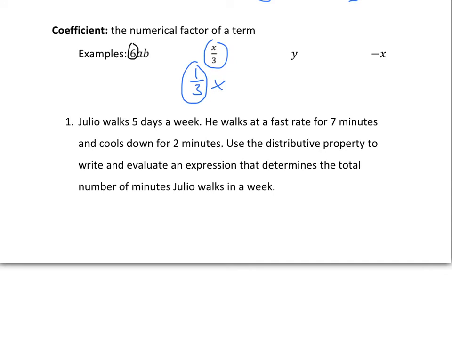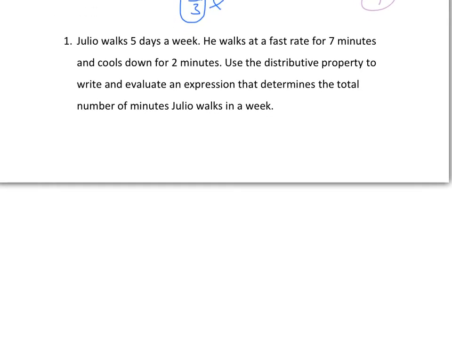In the third one, that y is just by itself, so we assume that the coefficient in front of it is 1. So the coefficient's 1. And the last one, the negative x, once again, we assume the coefficient, the number in front of it, is 1 because there's nothing there, so the coefficient for that one is negative 1. Okay, let's hop into some examples.